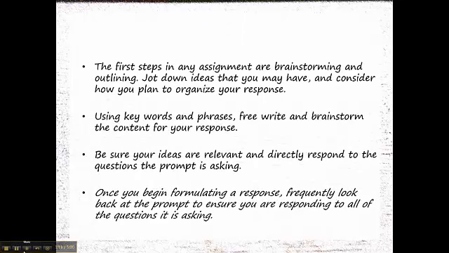The first steps in any assignment are brainstorming and outlining. Jot down ideas that you may have and consider how you plan to organize your response in keywords and phrases. Free write and brainstorm the content for your response. Be sure your ideas are relevant and directly respond to the questions the prompt is asking. You don't want to address things that the prompt is not requiring from you. Stay on track. Once you begin formulating a response, frequently look back at the prompt to ensure you are responding to all the questions.